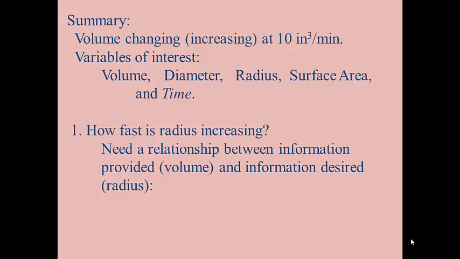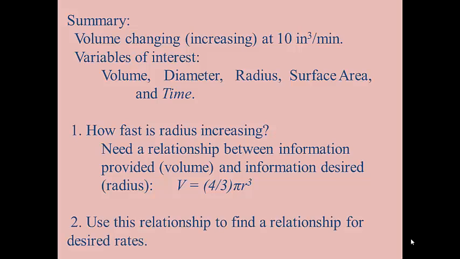To begin to answer this question, we need a relationship between these two important variables. Volume, that's the information that was provided, information about the change in volume, and information that we desire, which is regarding the radius. If you remember from high school algebra, you might recall the volume of the sphere. We will assume that our balloon takes the shape of a sphere, and that this volume of the sphere is given by this expression, 4/3 pi r cubed.